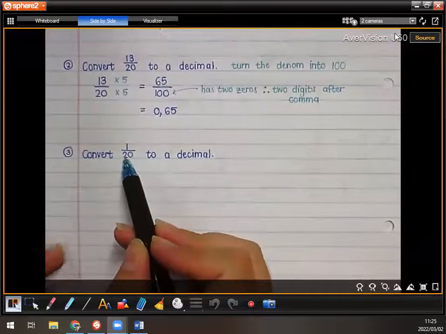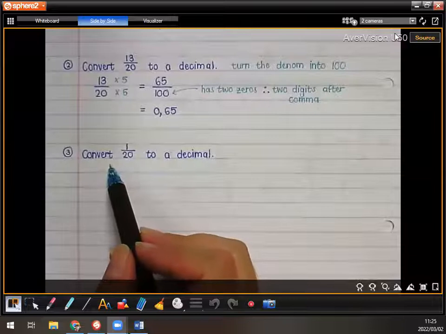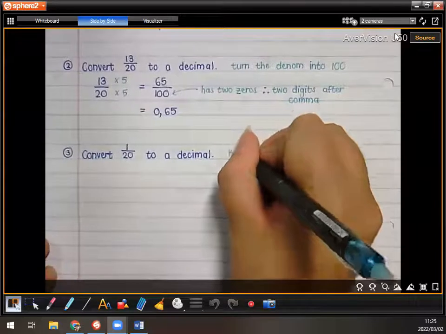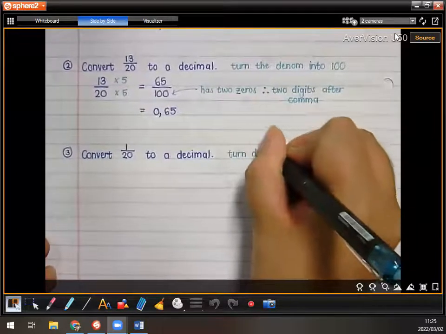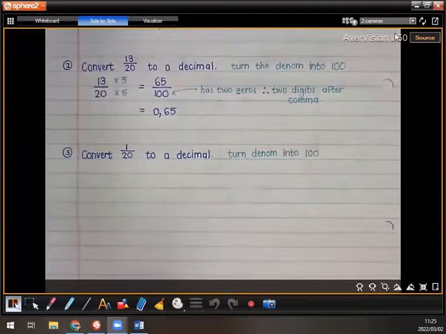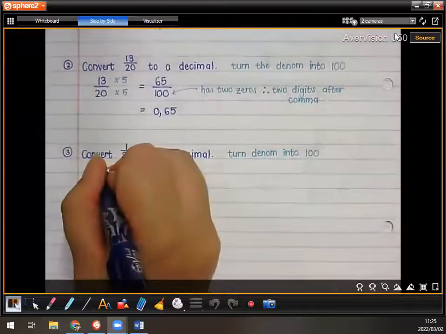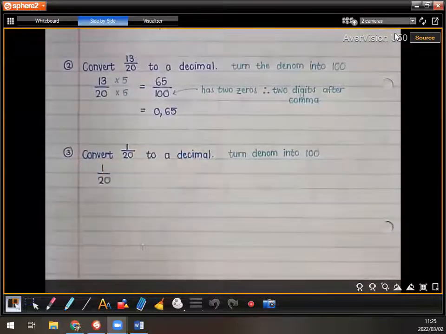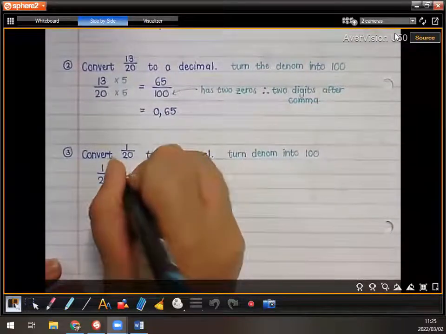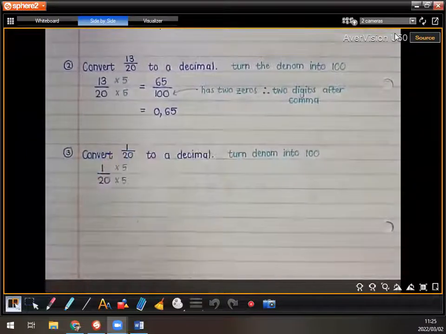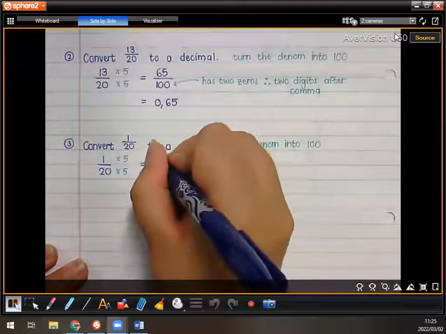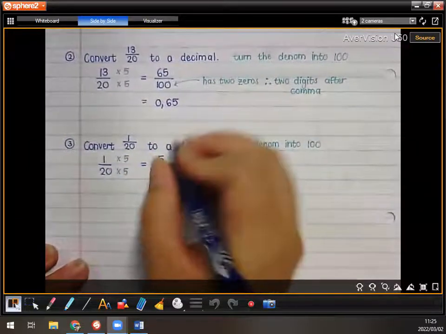Now again, guys, the denominator is 20. Can I turn that into a 10 by multiplying? No, so I need to turn it into 100. So turn the denominator into 100. You're going to have your 1 over 20, and we've done something similar already. 20 times 5 is going to give you 100, so that is what you're putting at the top and the bottom. So you're going to end up with 1 times 5 is 5, and 20 times 5 is 100.